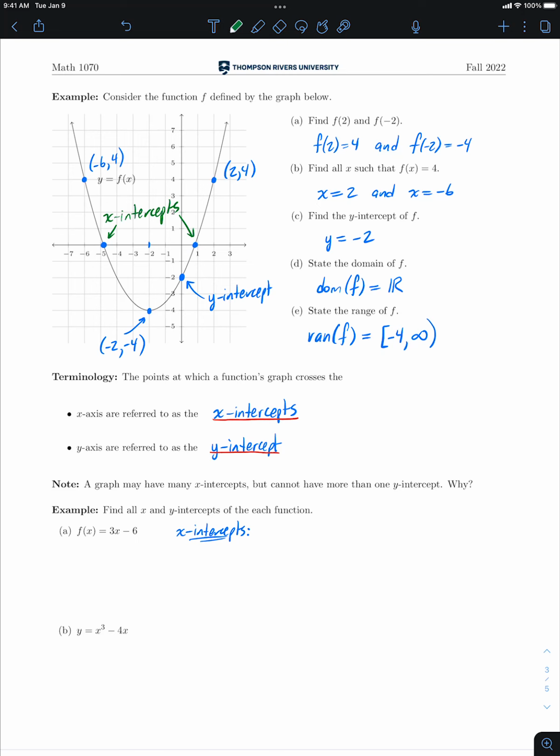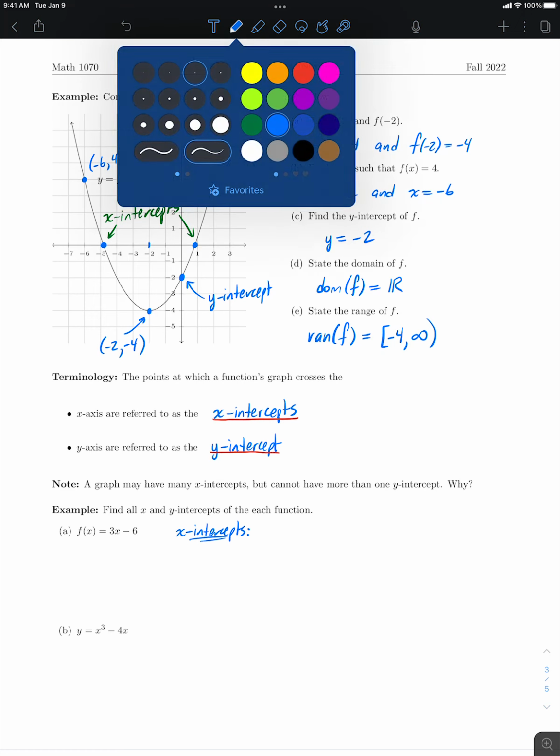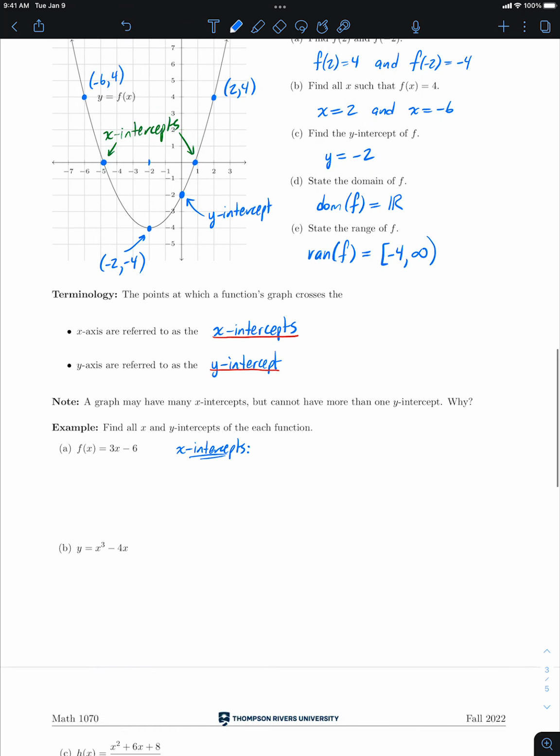So how are you going to find them? Well, remember the y-coordinates of points correspond to the output values of the function. So really what you want to know is when is the output of this function equal to 0? So just always solve the equation f of x is equal to 0. Solve that equation and that will tell you where the x-intercepts are for the function f.